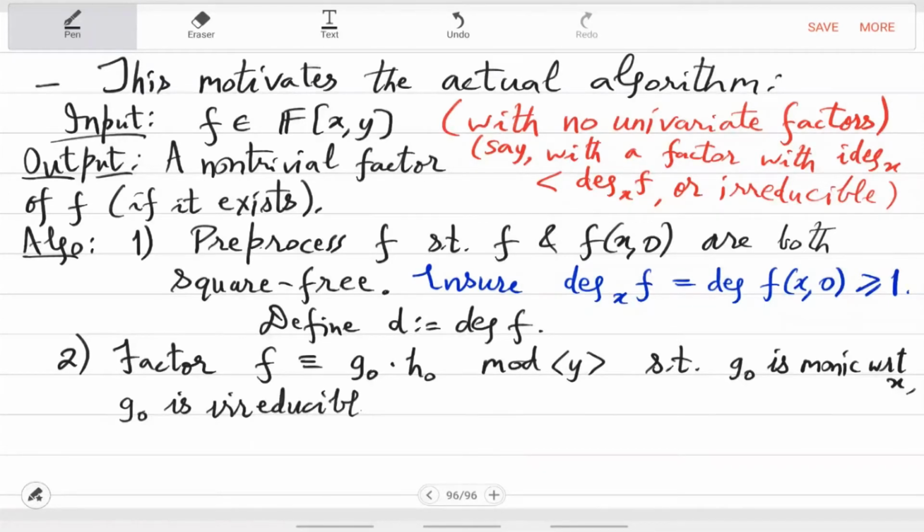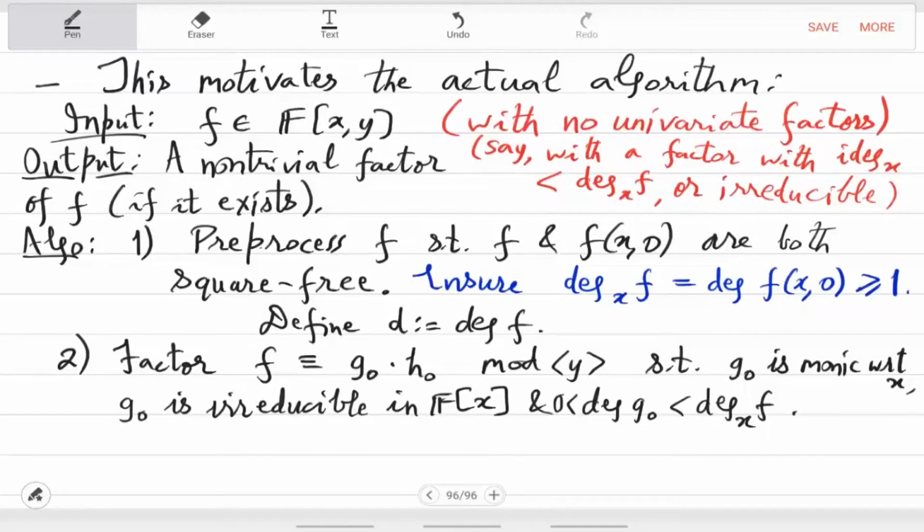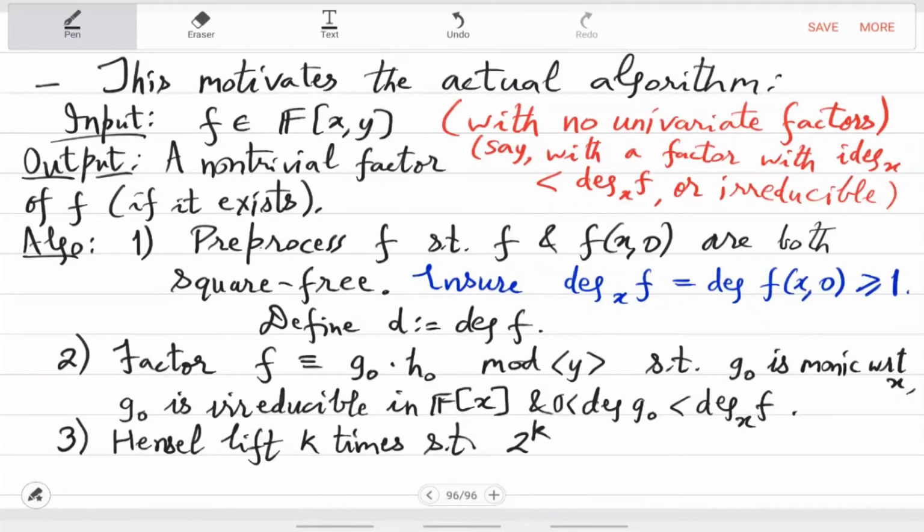G0 is irreducible over the field, in F[x], and its degree is strictly less than the degree of f with respect to x, and obviously it is not a constant, so its degree is positive as well. Okay, so you factorize f at y equal to 0 and get this atomic factor G0. Now, on G0 you do Hensel lifting sufficiently many times. So, that bound I will now increase slightly. So, Hensel lift k many times such that 2 raised to k is at least 2d square.